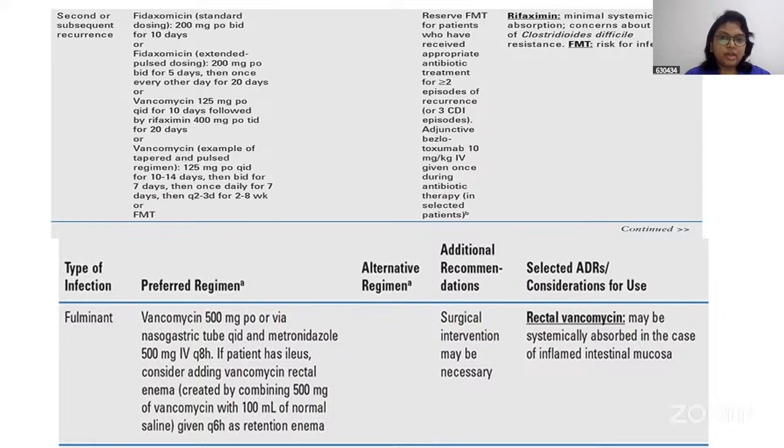And if it is a fulminant C. difficile infection, then vancomycin 500 milligrams via oral or nasogastric tube, along with metronidazole IV 500 milligrams 8th hourly. If the patient has ileus, just in case, the oral form will not work, so maybe a rectal retention enema can be tried.